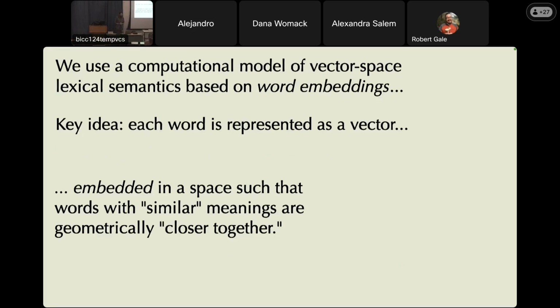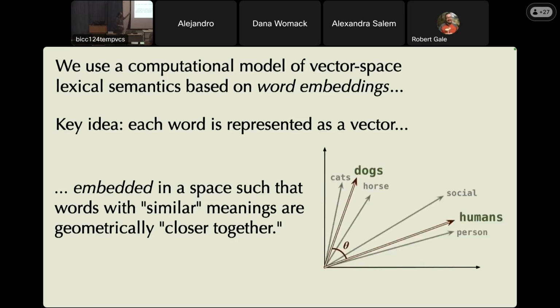I even have a little example, right? So in the space, dog is close to cat and horse and far away from words like person, right? This is projected down to 2 dimensions, obviously. There are a lot of different ways to do these, and the way that you build them depends on what you care about in terms of similarity.